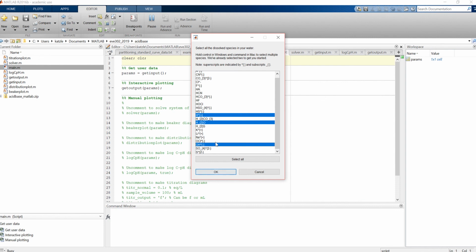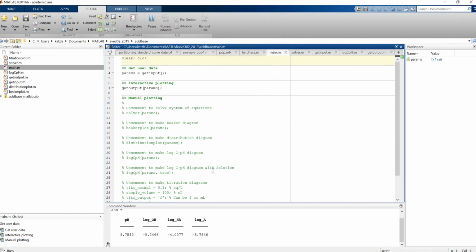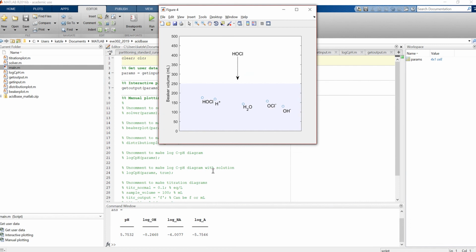And now I can select species that I want to show up in the beaker. If you're in Windows, you should hold the Control key down to select more, and in Mac, the Command key. Notice we've already picked H+, H2O, and OH-, which are in every system. So holding down the Control key, I'm also going to pick HOCl and OCl-. I'll hit OK, and the program begins to run.